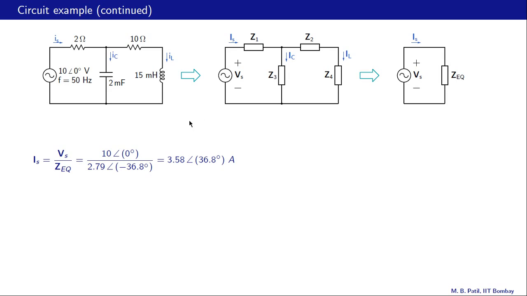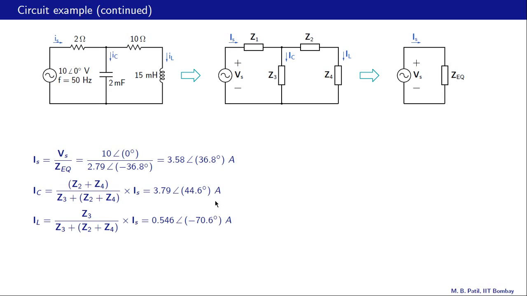Once we get Is, we can now get Ic by using the current division formula. That is Ic equal to Z2 plus Z4 divided by Z2 plus Z4 plus Z3 times Is, and that turns out to be this number. What about IL? We can get IL in two ways. One, Is minus Ic gives us IL by KCL, or we can use the current division formula. IL is equal to Z3 by Z3 plus Z2 plus Z4 times Is. Either way, you should get this number for IL. And now let us draw the phasor diagram which describes the KCL equation at this node.